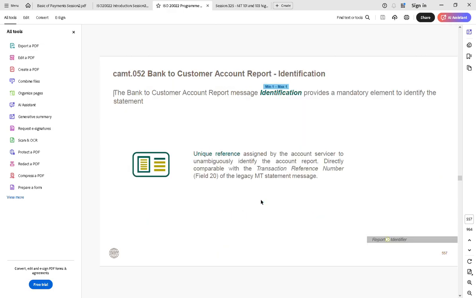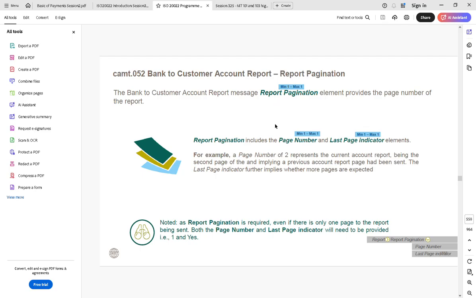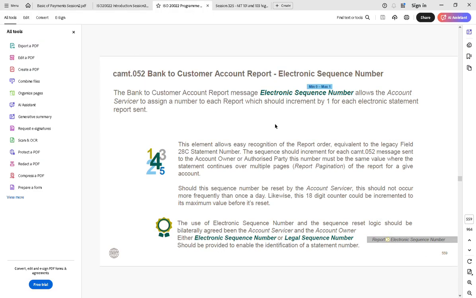Next one is the bank to customer account report. Now the next one is similar, and we are going to discuss the IDs inside it. So report pagination, like your field 20 report pagination number, whether first page number or last page indicator, that's there. Then the electronic sequence number. These are just fields.